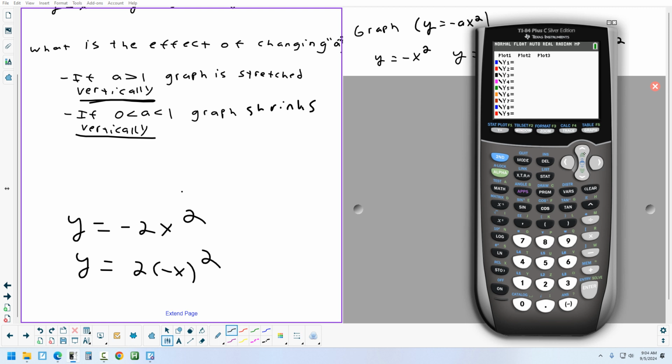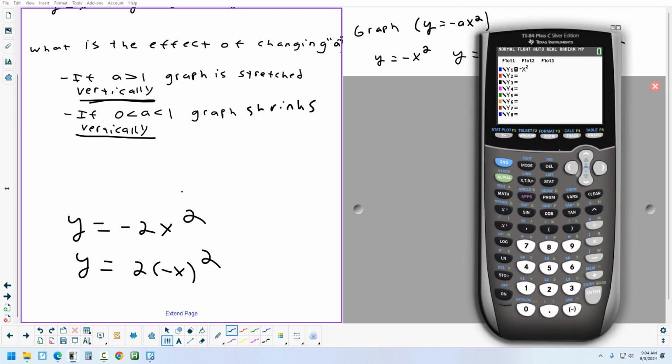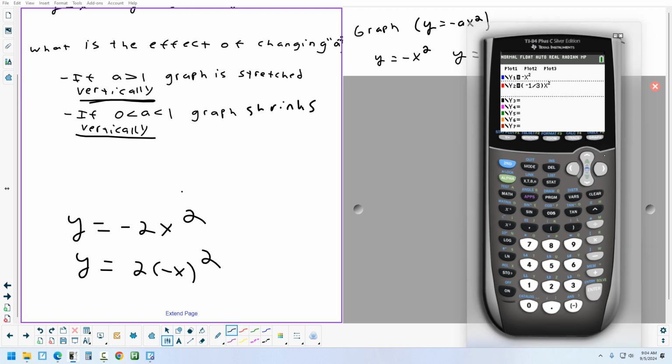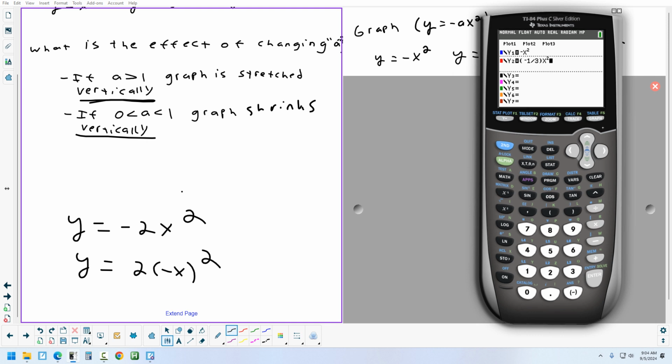Okay, so let's do negative x squared. Let's do negative 1/3 x squared. And negative 2x squared. And remember, the negative is the button below the 3. Okay, so let's type all these in and see how these parabolas compare to the 3 that we just drew. Remember, they all have a negative in front.